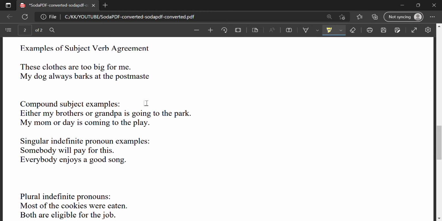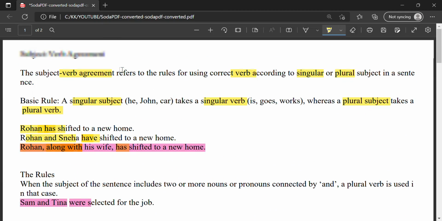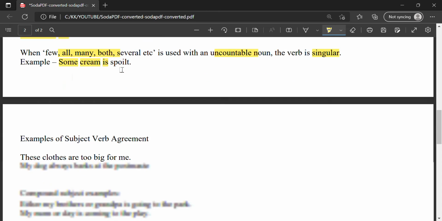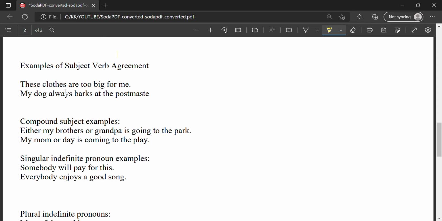Examples of subject-verb agreement. Till now you have gone through the rules of how you're supposed to be using it, and now I'll be giving you the examples of the subject-verb agreement. These clothes are too big for me. Okay, these clothes are too big for me. Did you get that? Okay.